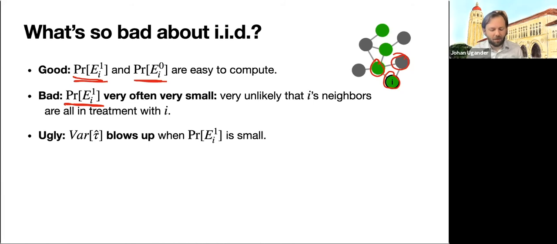When the probabilities are small, the variance blows up and you have no reasonably confident estimate of the global treatment effect. Nobody really got fully network treated. You might not even get anybody network treated, or network controlled.